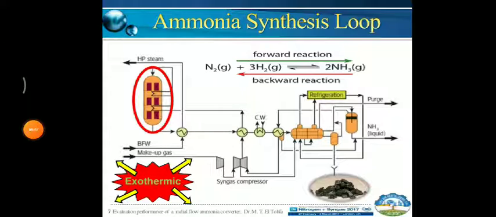And this is the whole ammonia synthesis loop. Nitrogen gas and 3 moles of hydrogen react in the forward reaction, we get the ammonia, and the backward reaction also occurs here. So the process is an exothermic reaction.